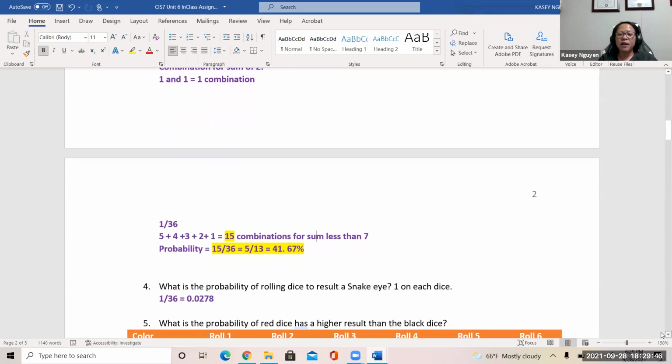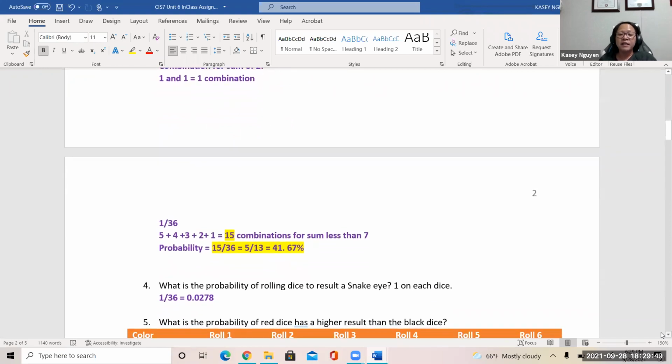Okay, so for the next question, it asks you, what is the probability of rolling the dice with the result of the snake eye, 1 on each dice? And we already saw that in the exercise. There's only one pair of 1 each, right? So that's going to give you 1/36, which is roughly less than 3%. So if you calculate that out to decimal and then multiply it by 100, you get a percentage. Okay, so 1/36 is going to be a pair of 1s.